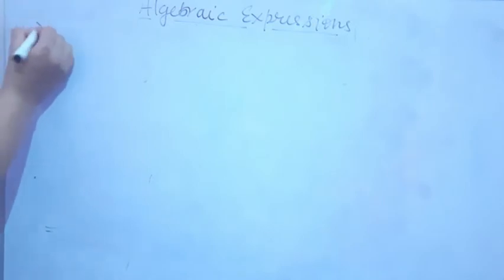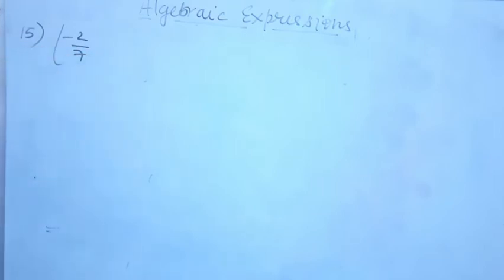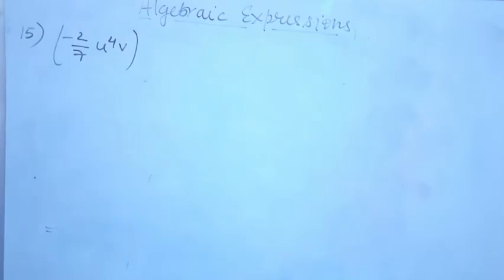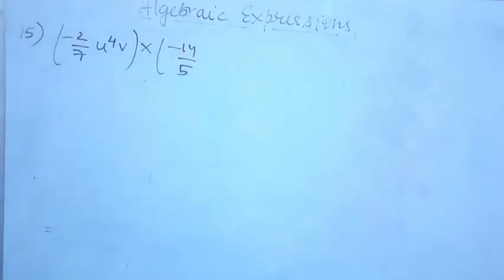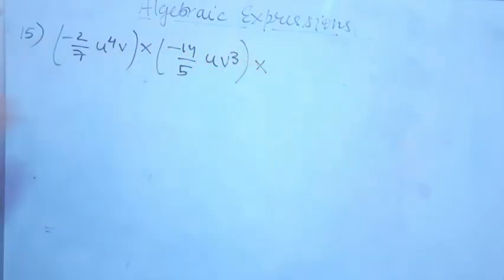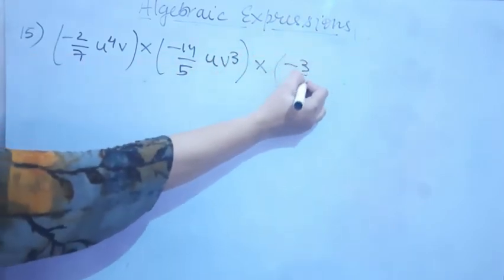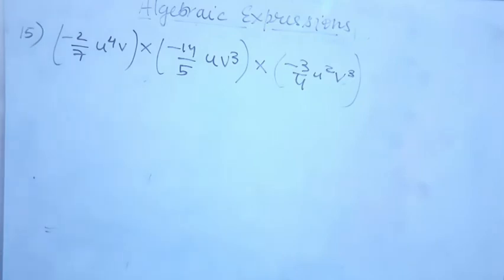Now question number 15. Question number 15 is minus 2 upon 7 u to the power of 4 v multiplied by minus 14 upon 5 u v cube multiplied by minus 3 by 4 u square v cube.